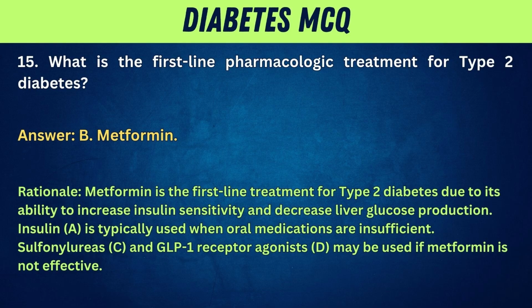Insulin, A, is typically used when oral medications are insufficient. Sulfonylureas, C, and GLP-1 receptor agonists, D, may be used if metformin is not effective.